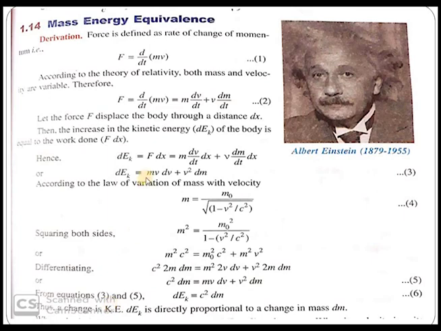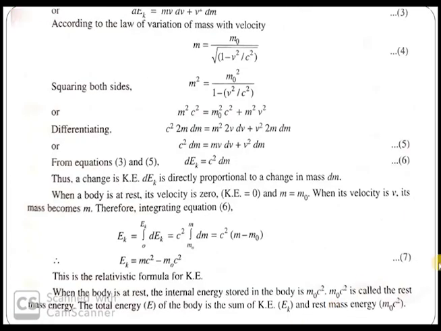And we already have an equation like this: dEk is equal to mv dv plus v square dm. Comparing both, what I'll get? dEk, that is the energy stored as kinetic energy in the body, is equal to c square into dm. From this it is clear that the change in kinetic energy is proportional to change in mass of the body. dEk is equal to c square dm.